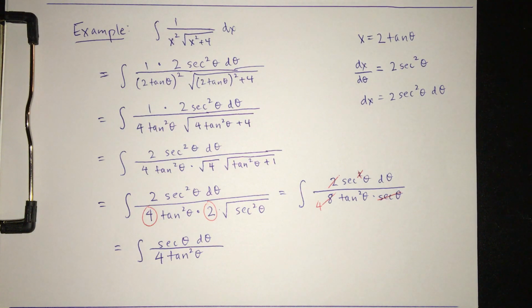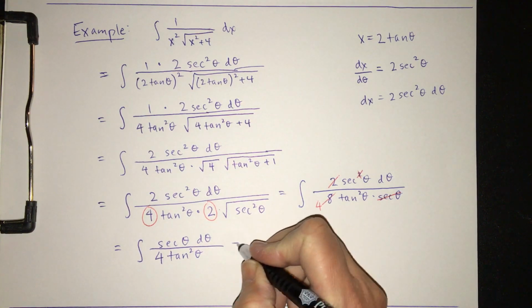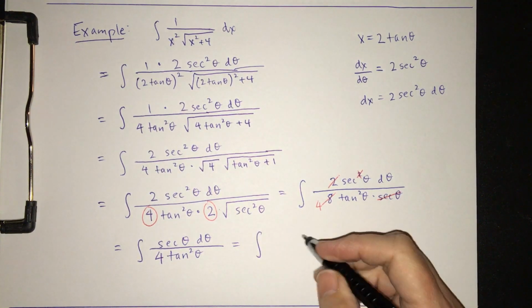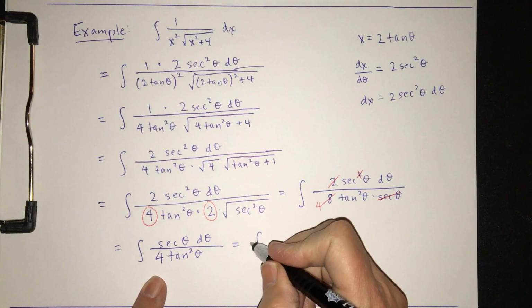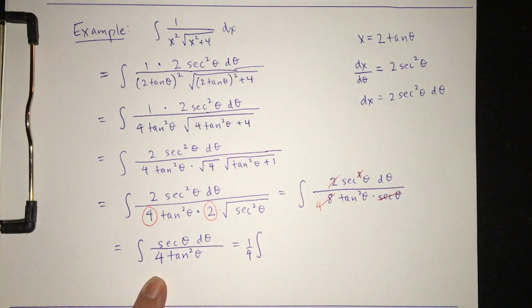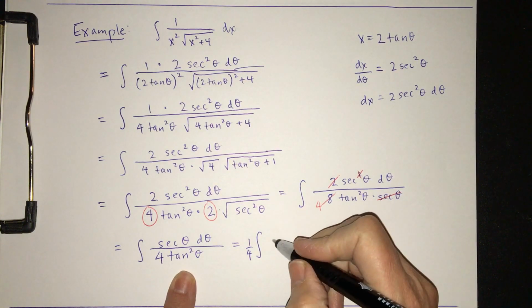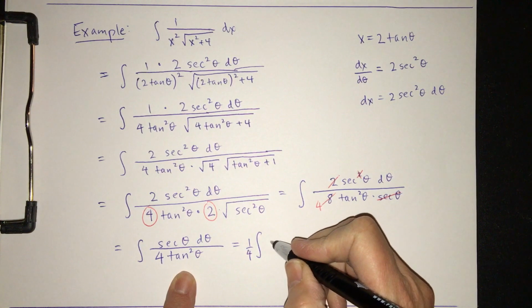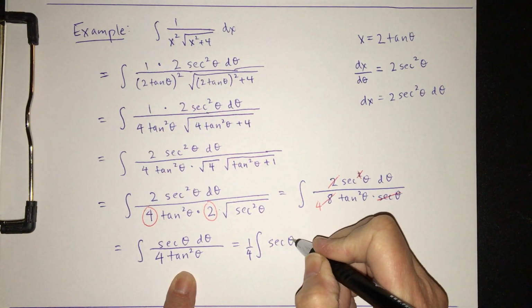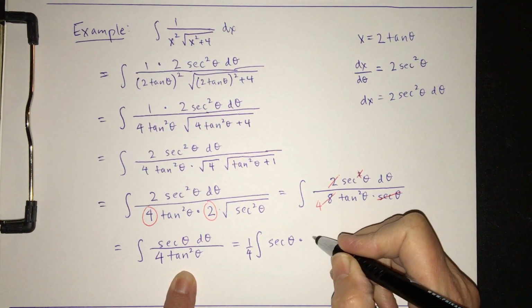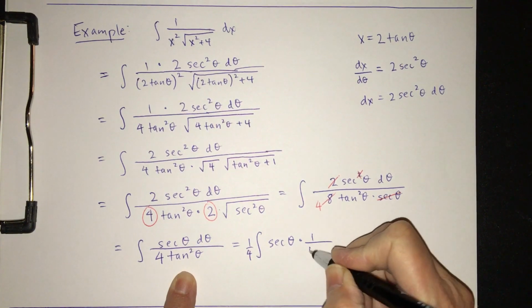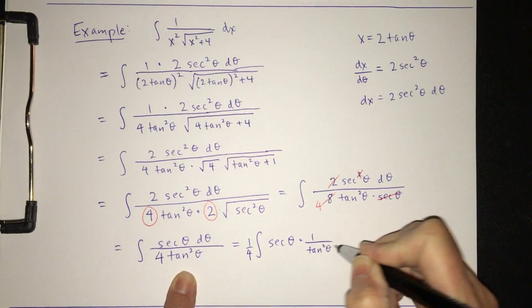At this point, I'm going to change it all to sines and cosines. And sometimes if you're just not sure what step to go with next, that's a good thing to try. Change it to sines and cosines. So I'm going to factor out the 4 for that, 1/4 in the front. And I'm going to have secant theta times 1 over tangent squared theta.